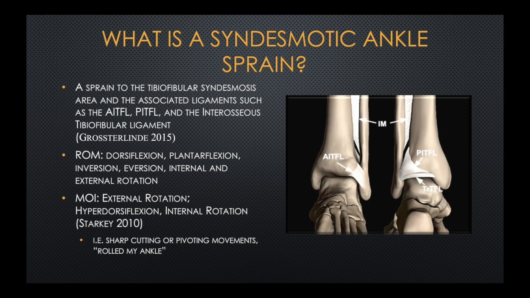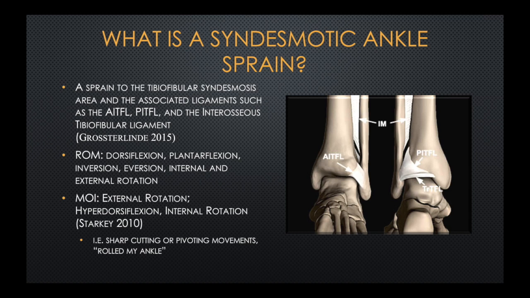For this artifact, I'm demonstrating the manual muscle test that will be used for a syndesmotic ankle sprain. More commonly, a syndesmotic ankle sprain is referred to as a high ankle sprain. It is a sprain to the tibiofibular syndesmosis area and the associated ligaments, such as the anterior inferior tibiofibular ligament, posterior inferior tibiofibular ligament, and the interosseous tibiofibular ligament.